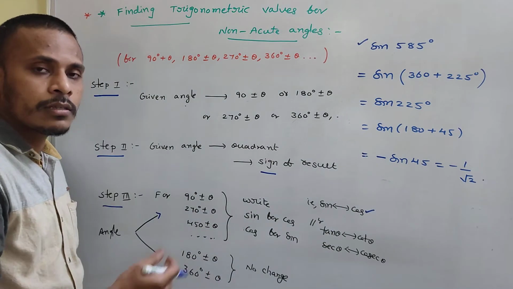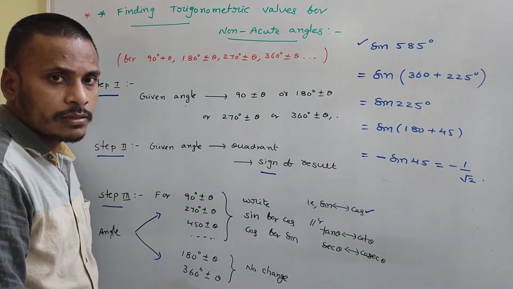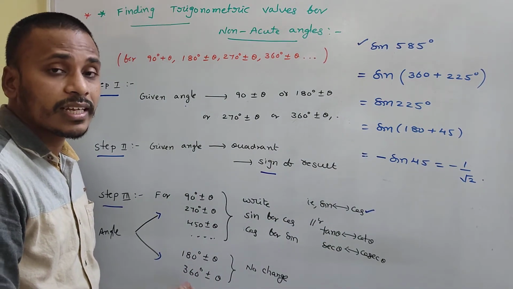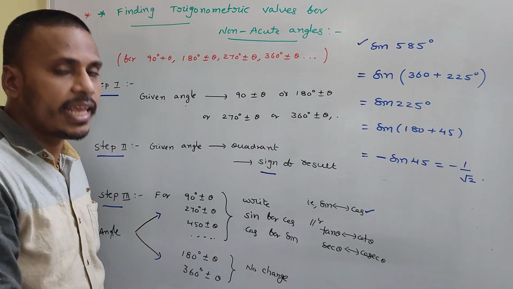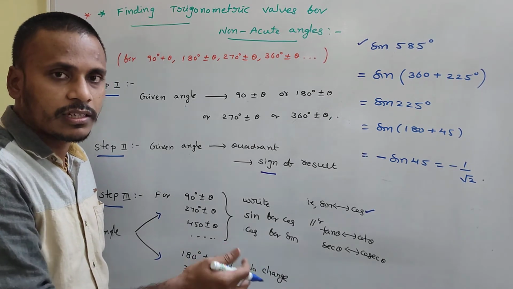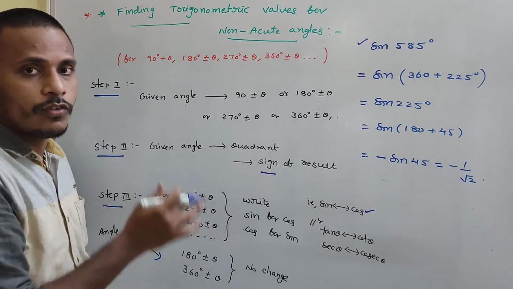If you practice more and more problems like this, then it is very easy for all of you to decide the value of the trigonometric ratio for any angle using known angles like 30, 60, 45. Okay, have a look. I will give you one more problem.